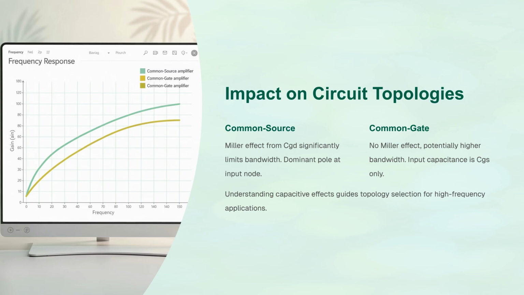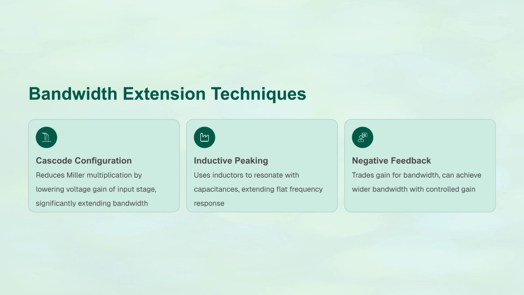Internal capacitances significantly impact circuit topologies. In a common source configuration, the Miller effect from CGD limits bandwidth. Conversely, the common gate configuration avoids the Miller effect, offering potentially higher bandwidth and lower input capacitance. Several techniques extend bandwidth. The cascode configuration reduces Miller multiplication, significantly extending bandwidth. Inductive peaking uses inductors to resonate with capacitance, and negative feedback trades gain for wider bandwidth.